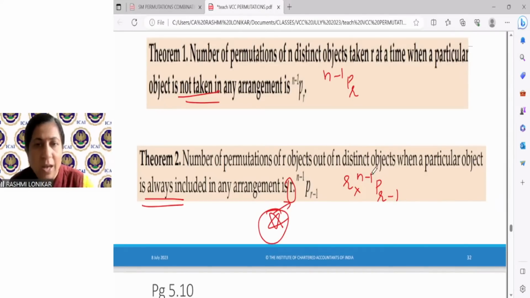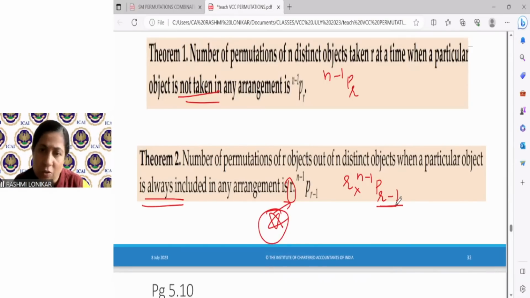Here I'm always taking that object. So why am I reducing it? Because that is always taken, every sequence that I have will always have that object. It is already occupying one place, so my r also becomes r minus 1.